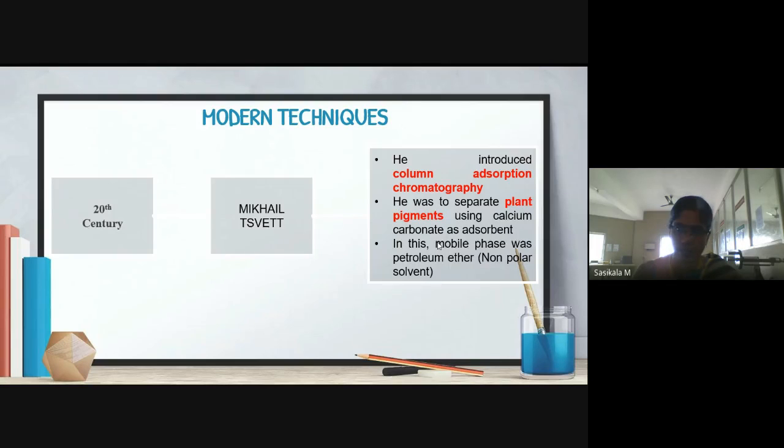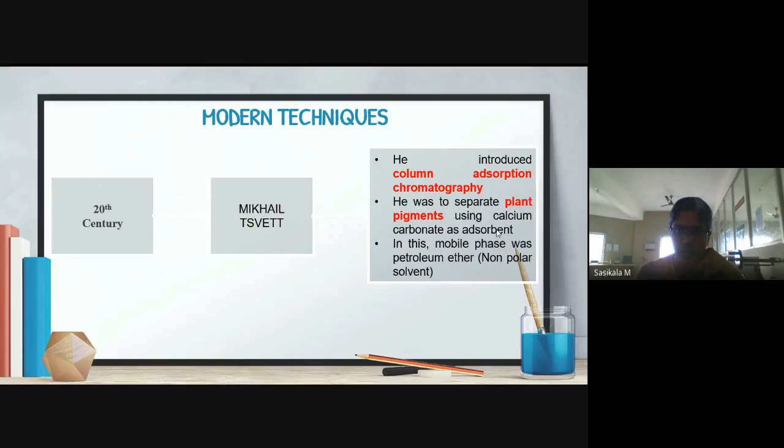as adsorbent. Okay. So Michael Sweat in the 20th century developed column adsorption chromatography, and in the last class, in the classification, we learned that column adsorption chromatography is applicable for isolation purposes. It is open column chromatography applicable for isolation. Separation is different, isolation is different. Isolation is nothing but a purification process. From a mixture, we can highly purify the compound by using column adsorption chromatography. And it was developed by Michael Sweat, and he separated or isolated plant pigments using calcium carbonate as adsorbent.